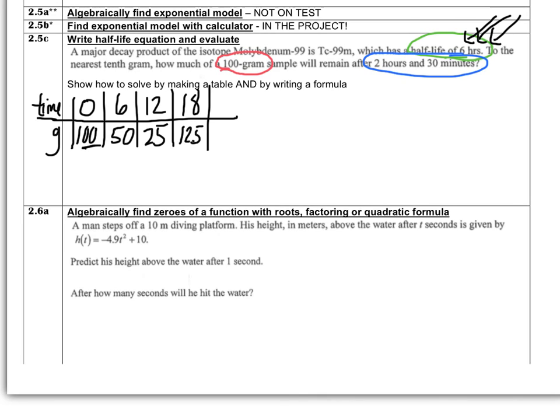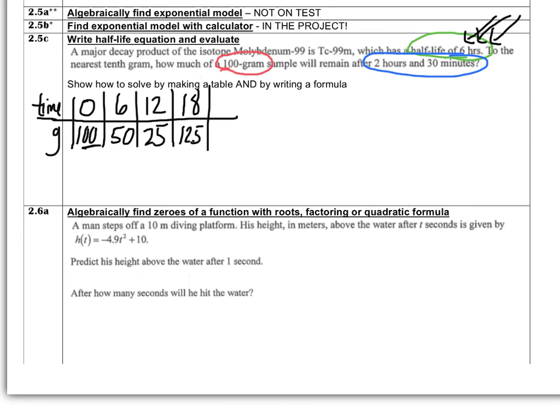Now sometimes you can see your answer in here. They want to know after 2.5 hours how much is left. Unfortunately, 2.5 hours is somewhere in here. What I do know, the answer is going to be somewhere between 100 and 50. So I do need the equation.